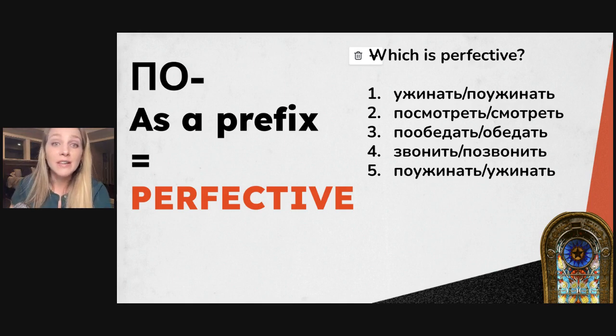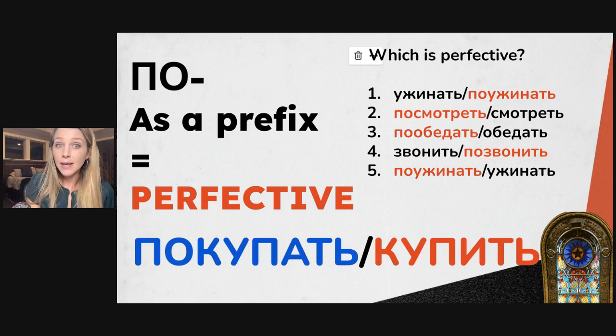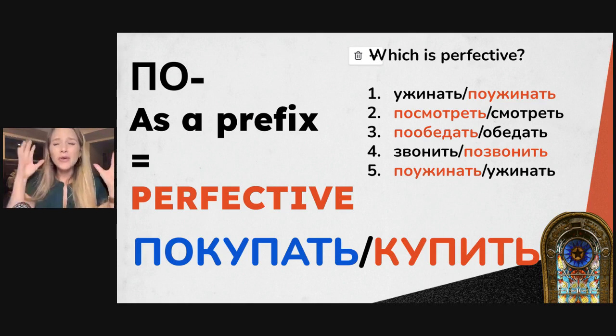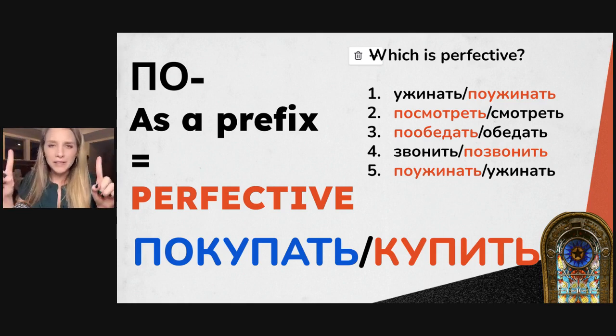Поужинать, ужинать means to have dinner. Okay, you ready to see the answer to the quiz? Bam! Sure enough, all those words with the по in front were the perfective ones. Now, huge but right here.